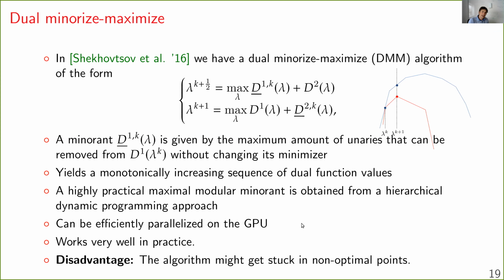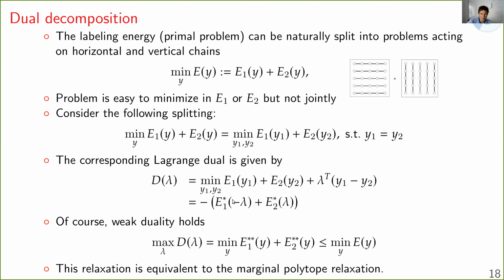So that is an algorithm that makes use of this Lagrangian decomposition, which we have developed some years ago together with Alexander Shekhovtsov. It is a so-called dual minorize-maximize algorithm. So it's basically the same as majorize-minimize, but since we are solving the dual problem, we need to minorize the dual problem from below and then maximize the minorant. The basic idea is that when I go back here, we have in the dual problem actually two dual functions. So it is E1 star of minus lambda and E2 star of lambda.